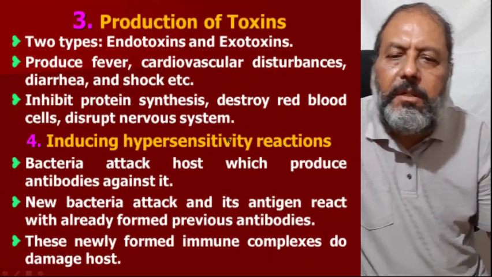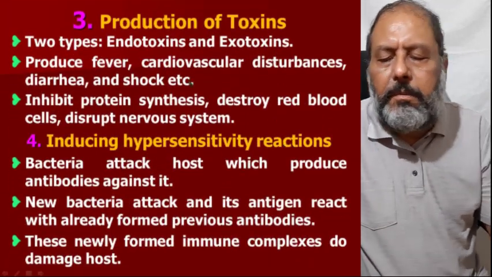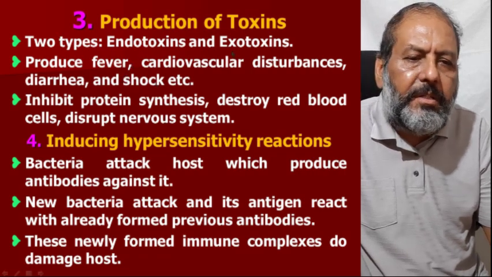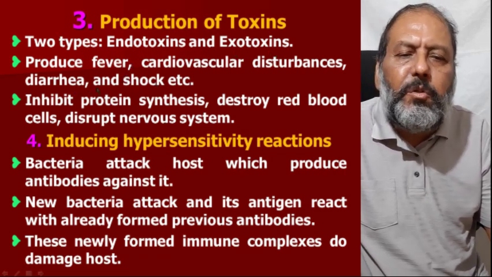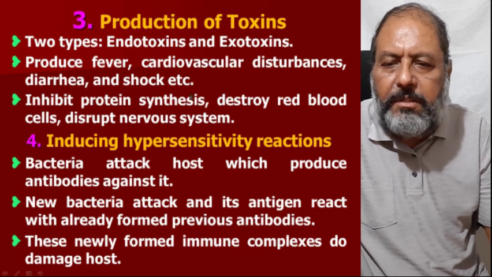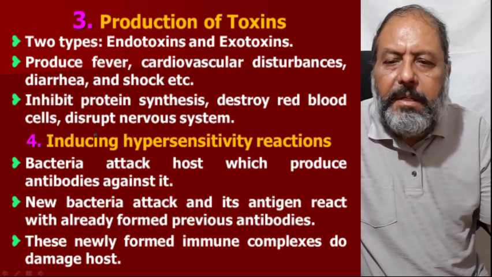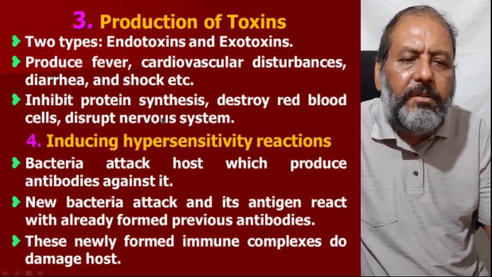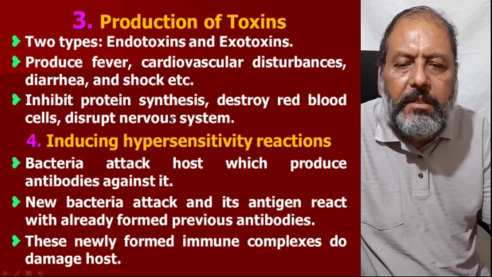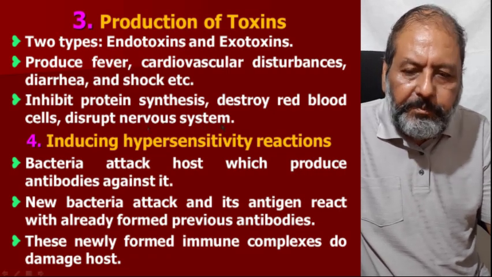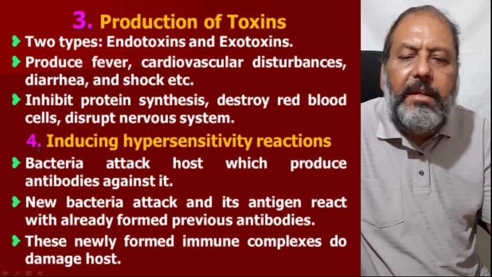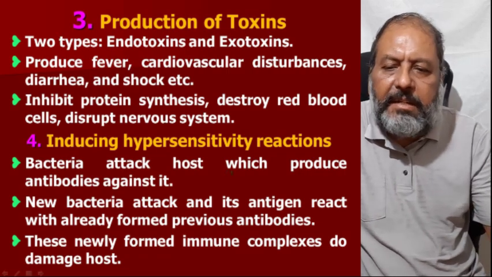Production of the toxins. There are two types of toxin production, endotoxin and exotoxin. These produce fever, cardiovascular disturbances, diarrhea, and shock. They inhibit protein synthesis, destroy the red blood cells, disrupt the nervous system of the host, and induce the hypersensitivity reaction.